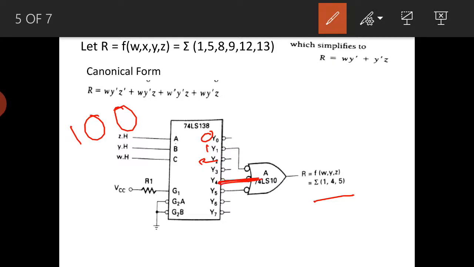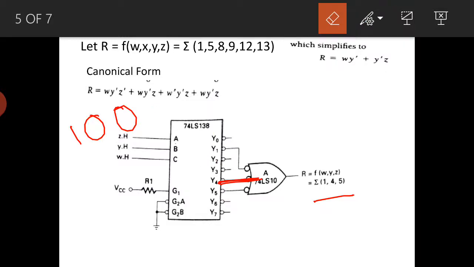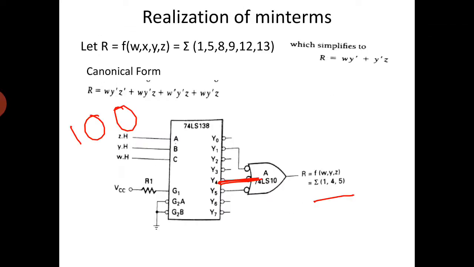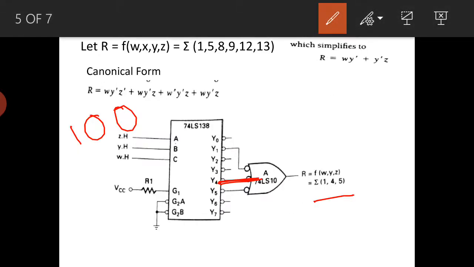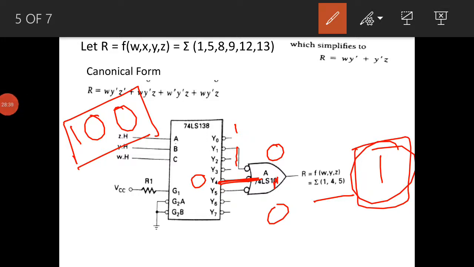So this line, what will happen? This line will be 0. As only this will be active, others will be high, this will be 0. After the bubble, this will be 1, others will be 0. So 0 1 0 for the OR gate, the output is 1. So for the input combination 1 0 0, we are getting the output as 1. This is how it is realized, and it works fine with the min terms with active high signal.